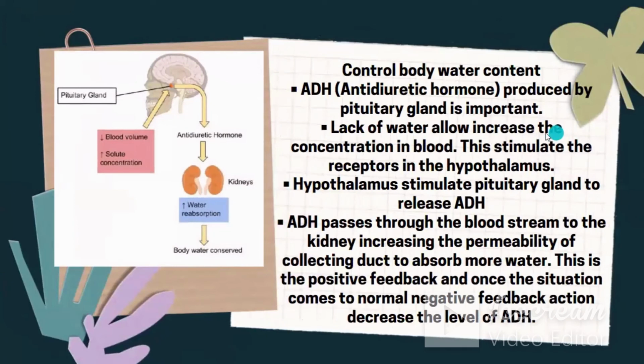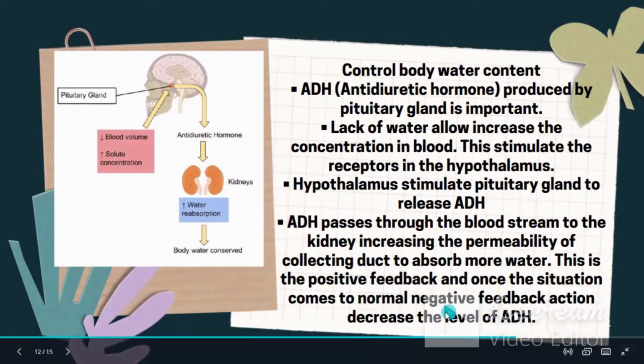Then we'll talk about how body water content is controlled. ADH, antidiuretic hormone produced by the pituitary gland, is very important for this function. When we lack water, the concentration of the bloodstream increases, which changes the blood's pH. This stimulates the hypothalamus. Then the hypothalamus passes a signal to the pituitary gland to release ADH. ADH passes through the bloodstream and signals the kidney to increase the permeability of the collecting duct to reabsorb more water. That's how body water content is controlled. Once the concentration in blood returns to normal, the hypothalamus passes impulses to the pituitary gland to lower the production of ADH.